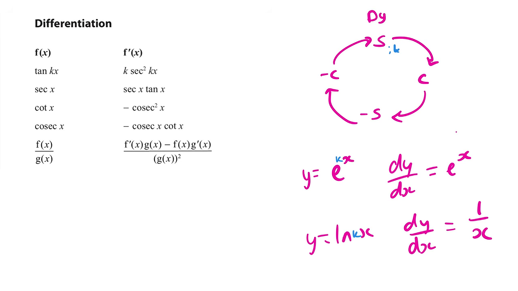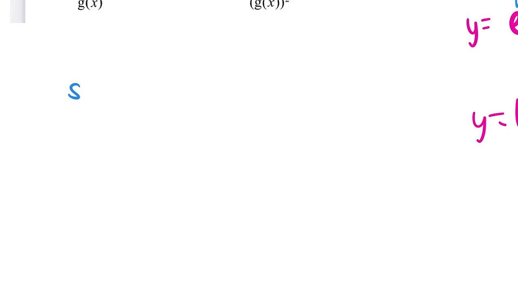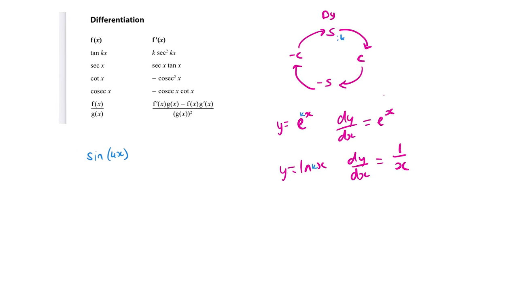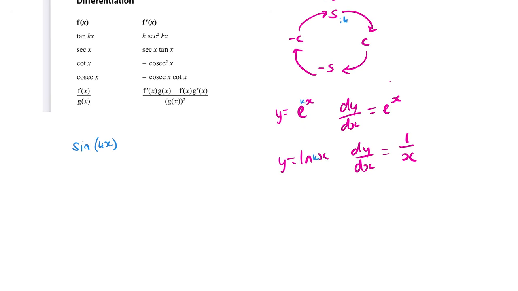Now, my chain rule, I don't use a formula. I literally just go with what I know. So sine of 4x, for example. How do I differentiate that? Sine differentiates to cos, okay? So I get cos of whatever the bracket is, multiplied by the differential of the bracket. So I differentiate 4x now. So I multiply that by 4. So I get 4 cos 4x. That is the chain rule.